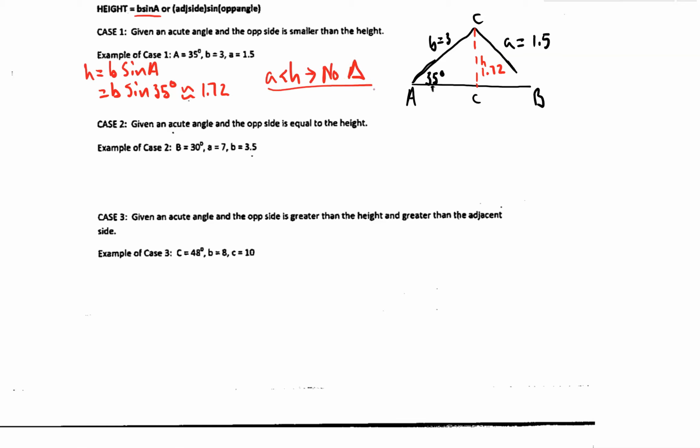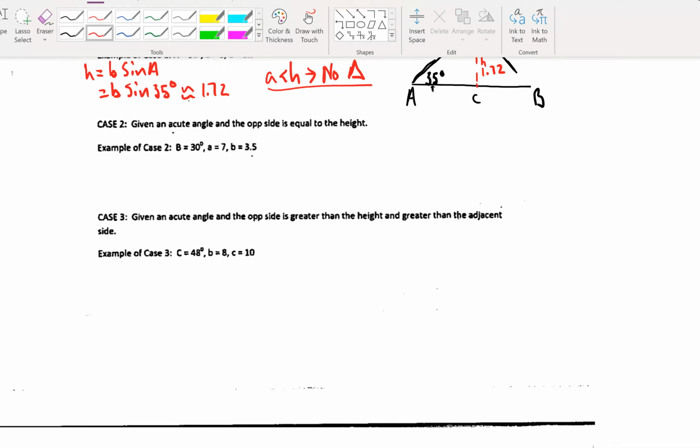Hopefully that makes sense here. There's no way to make a triangle because the length of A is too short. It won't reach the base of the triangle. That's for the first problem.